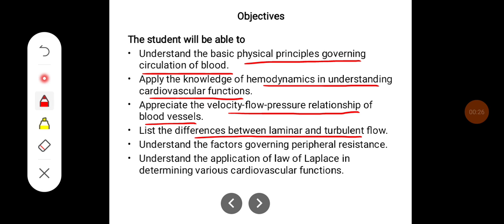laminar and turbulent flow. Understand the factors governing peripheral resistance. Understand the application of law of Laplace in determining various cardiovascular functions.